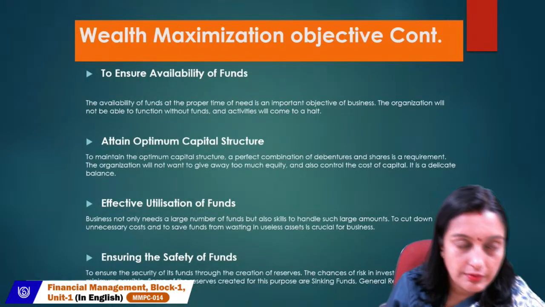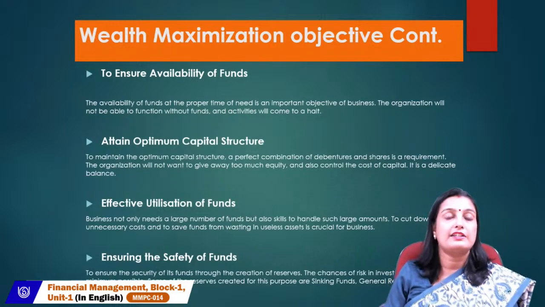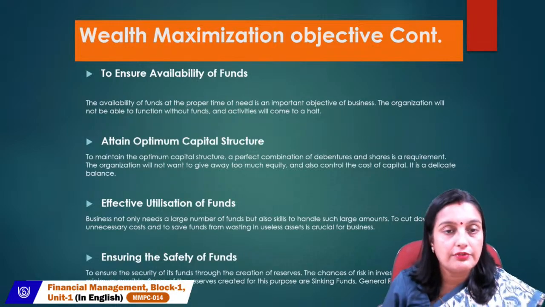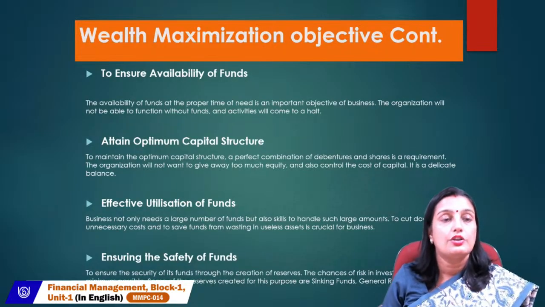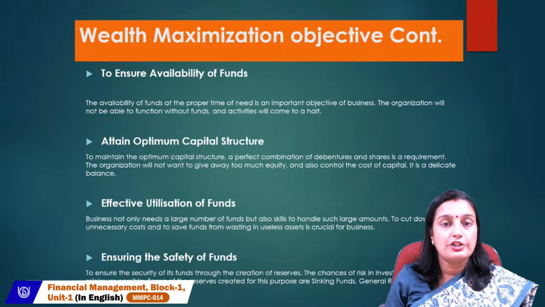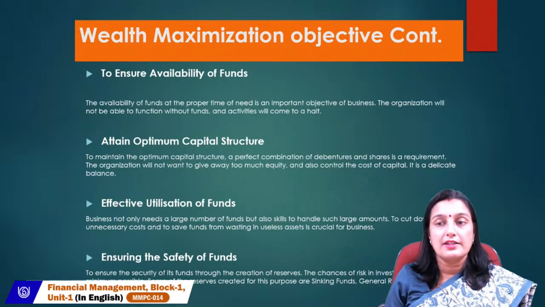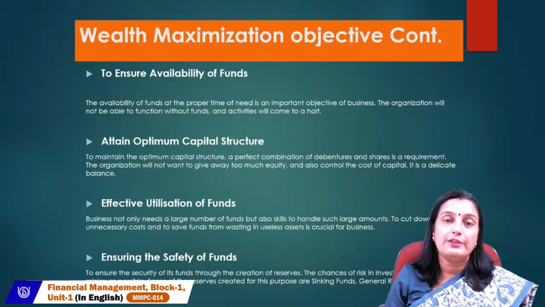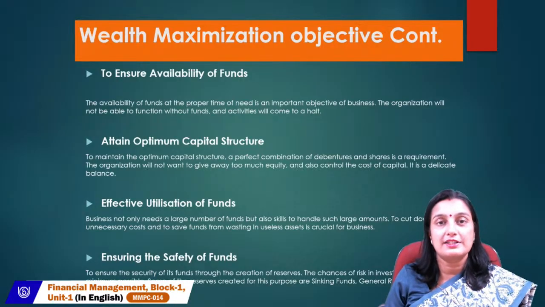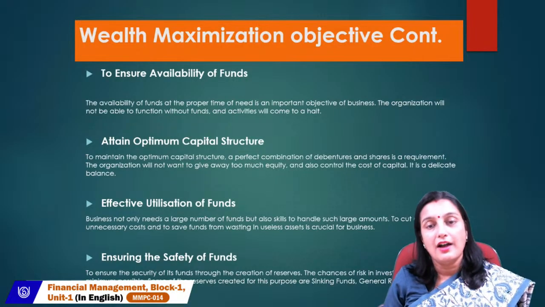So these are the important aspects of wealth maximization, and we can say these are the favorable aspects of wealth maximization. Wealth maximization ensures availability of funds. The availability of funds at the proper time of need is an important objective of business. The organization will not be able to function without funds, and activity will come to a halt, right? So wealth maximization will make sure that for any business or organization, funds will be available on time, so that your business production or continuation of the business cannot be harmed.